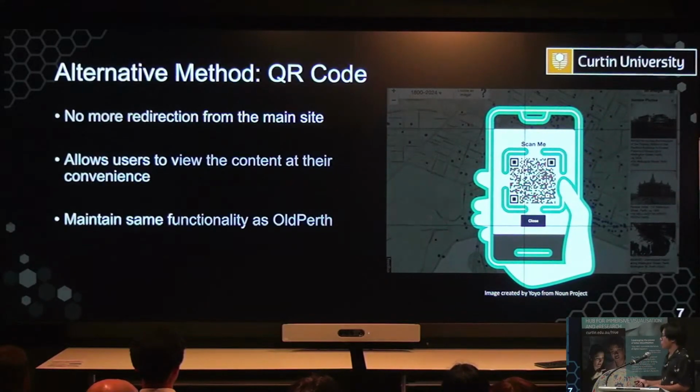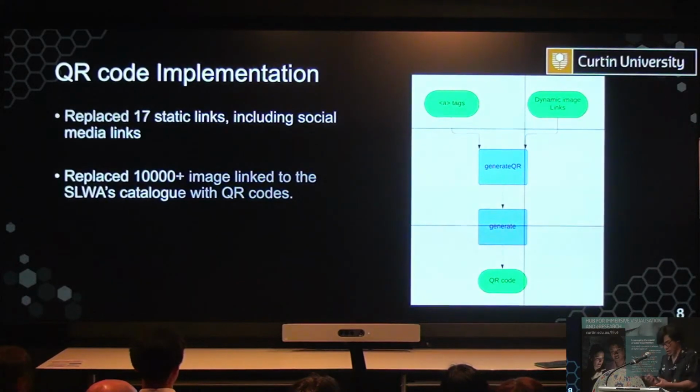So during the QR code integration to the site, there were two important considerations we had to take. Number one was, how do we replace the static links, like social media links on the website? And another one was, how do we replace the dynamic image links, which are sourced from the state library's database?